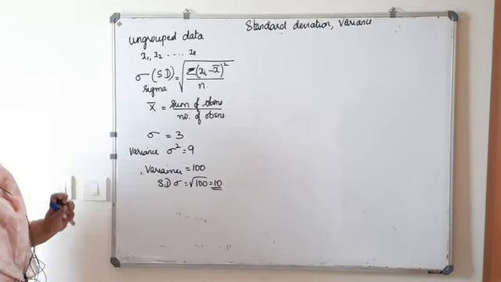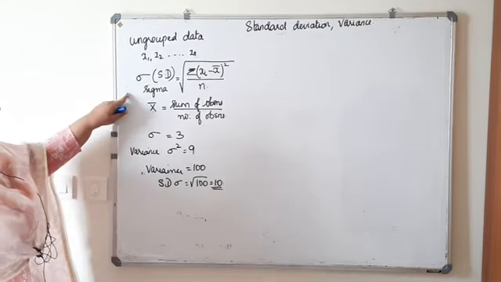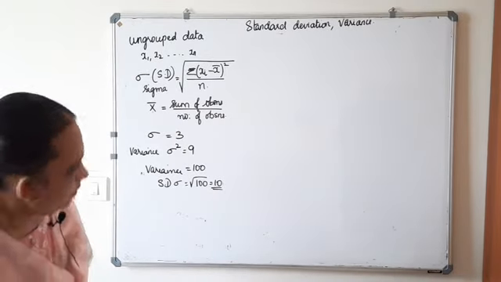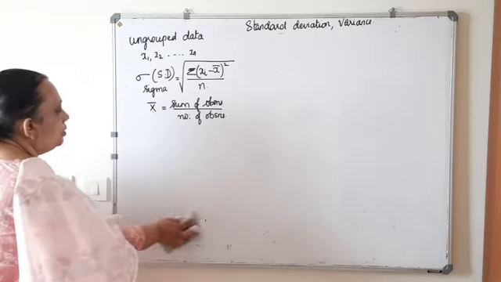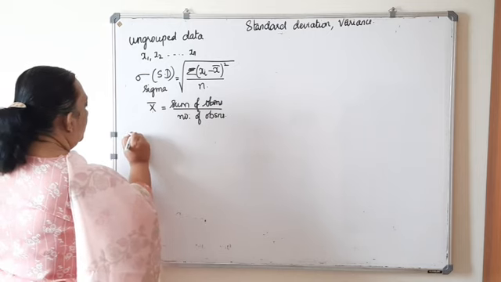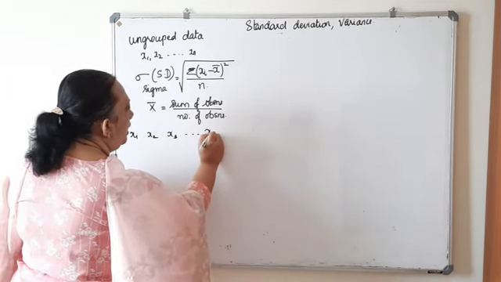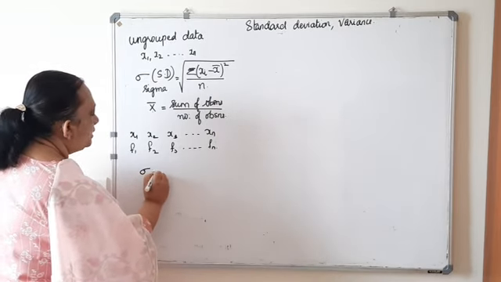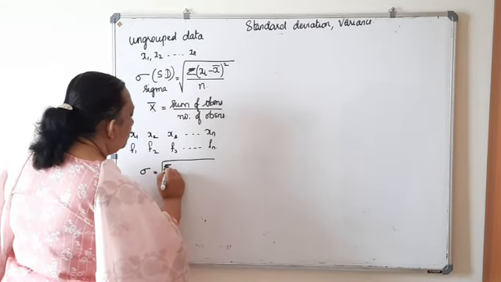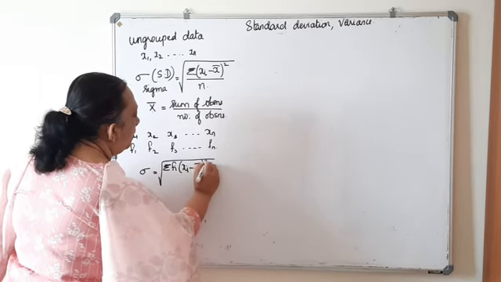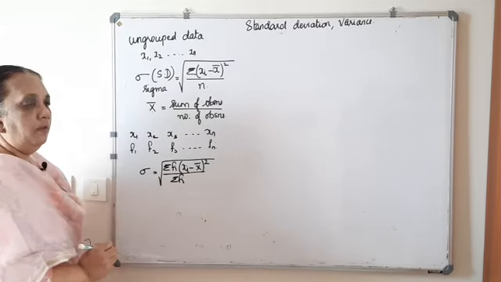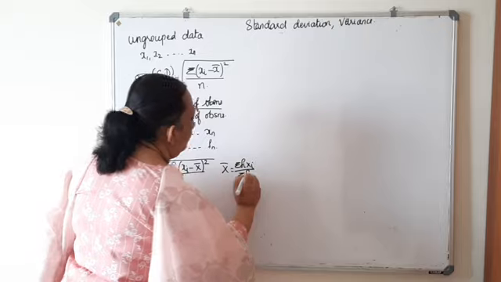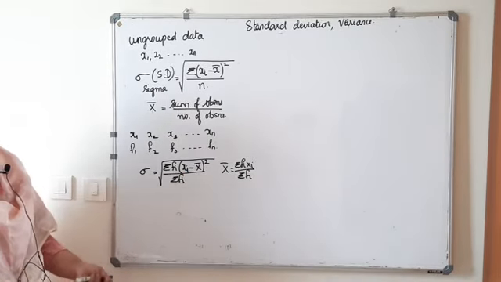Now, when the raw data is given, that is when only the values are given, standard deviation is calculated using the formula square root of sigma xi minus x bar the whole squared divided by n. Now, suppose the frequencies are also given. Xi values are given, x1, x2, x3, etc., xn, and the corresponding frequencies are also given, f1, f2, f3, etc., fn. In that case, standard deviation sigma is equal to square root of sigma fi into xi minus x bar the whole squared divided by sigma fi, where x bar is calculated using the formula sigma fi xi divided by sigma fi. That is the only difference here. And sigma fi is equal to sum of the frequencies.